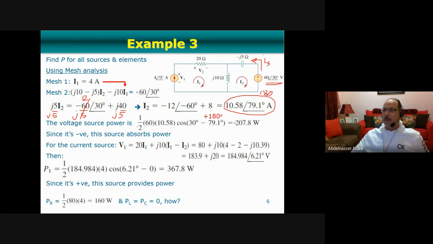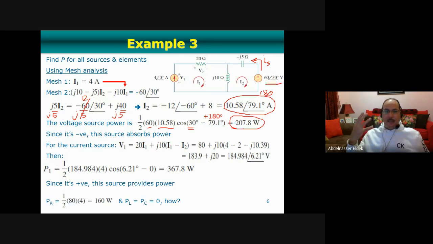So the voltage source power is what? It is 1/2 Vm, here it is 60, times 10.58, this is Im, cosine the angle difference. What is the difference? The voltage angle is 30, and here you have minus this one, which is 79.1, and as I said, you can add or subtract 180 degrees. Then you will find that the power looks like this.